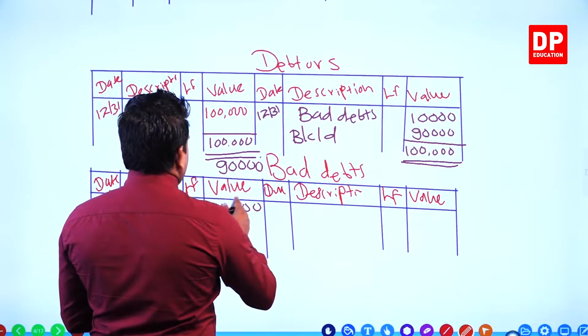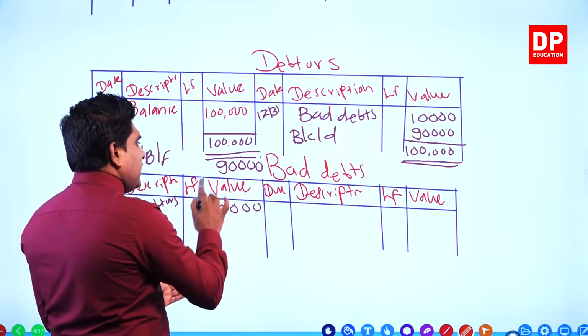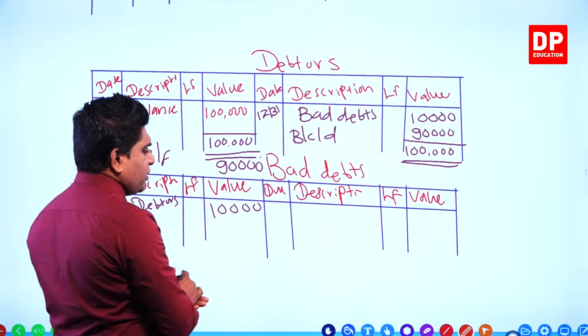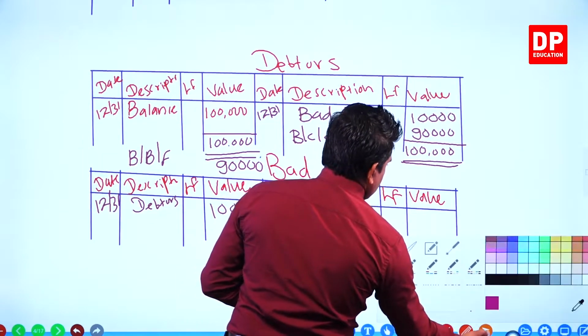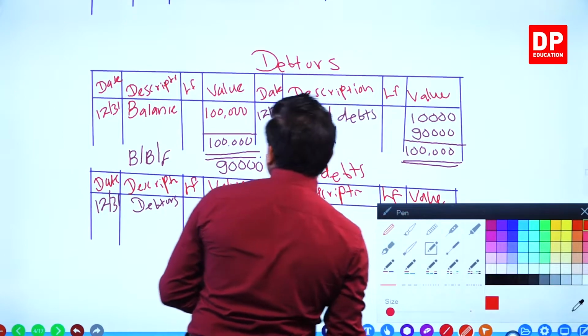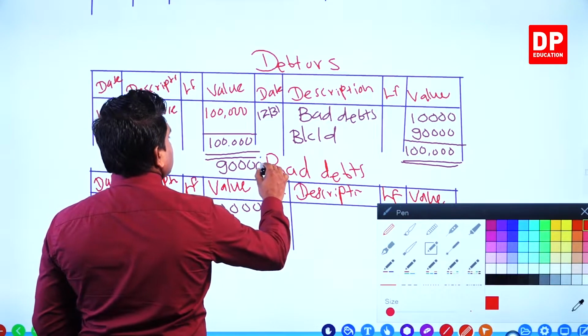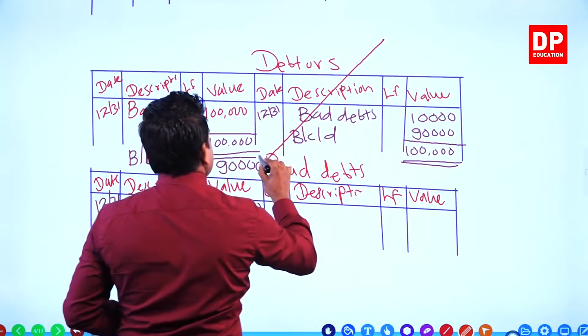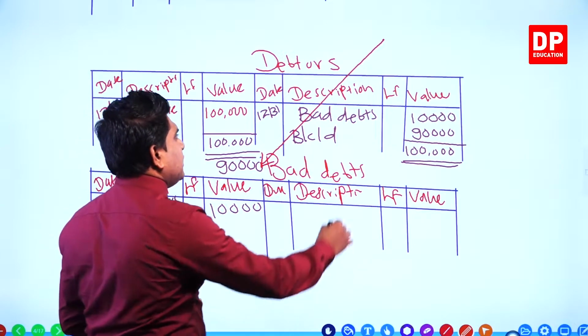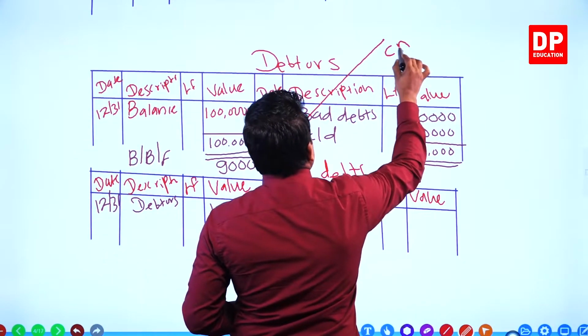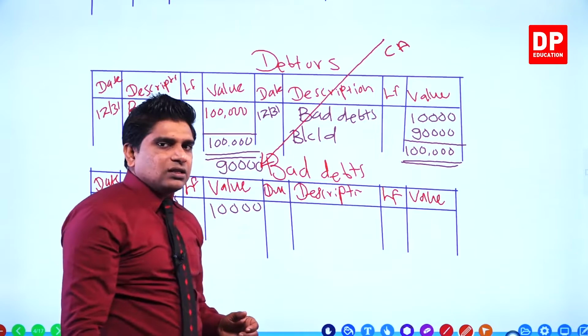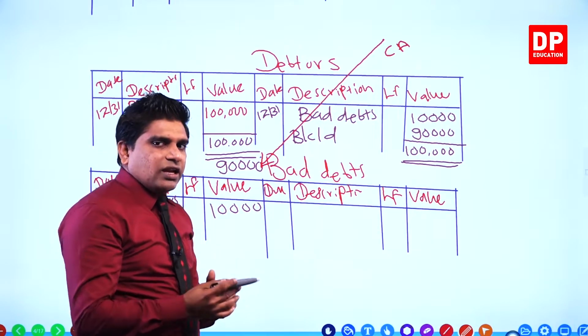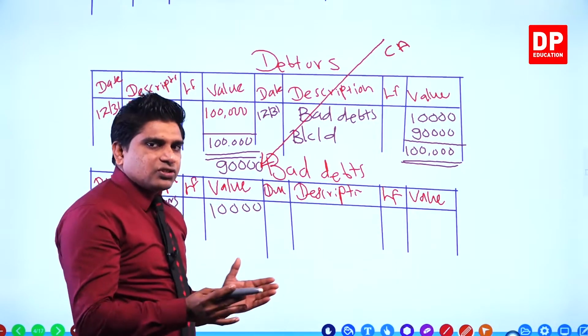This 90,000 is not bad debtors; it is real debtors. This 90,000, where do you write it? Under the current assets, right? I don't write them here. In next activities, we can do full questions, right?